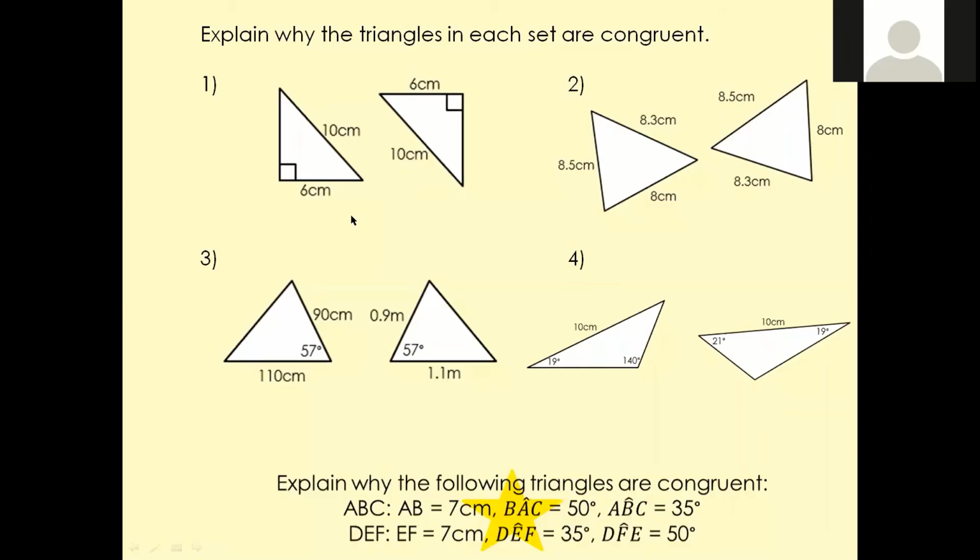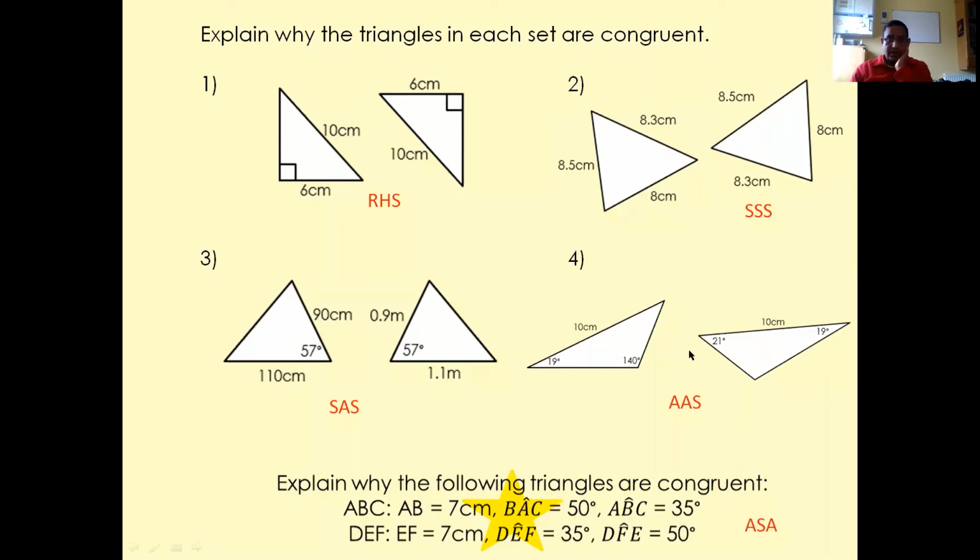Have a look. That is going to be RHS because that's a right angle triangle. That's going to be SSS, side, side, side. That's going to be SAS, side, angle, side. And that's going to be AAS. This one here: explain why the following triangles are congruent. Again, two angles are the same, and one side, and the corresponding sides are the same. So the rule they're going to follow is angle, side, angle.